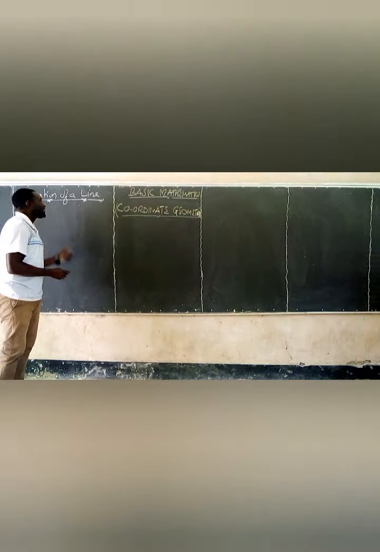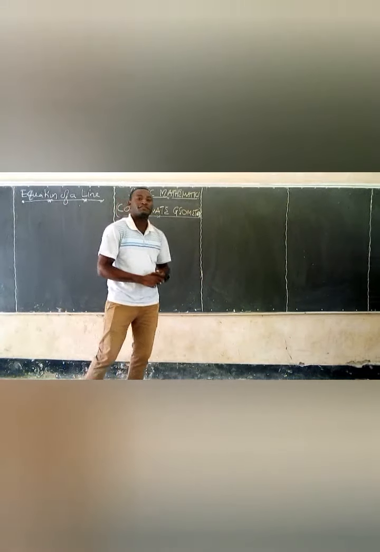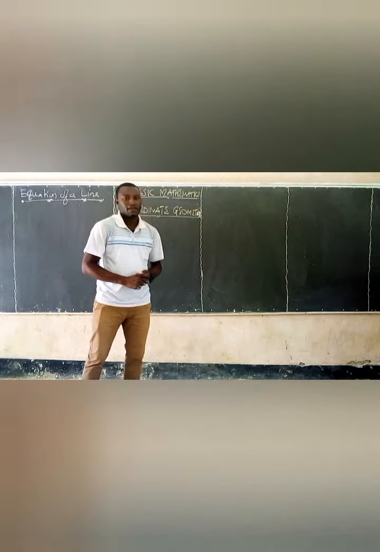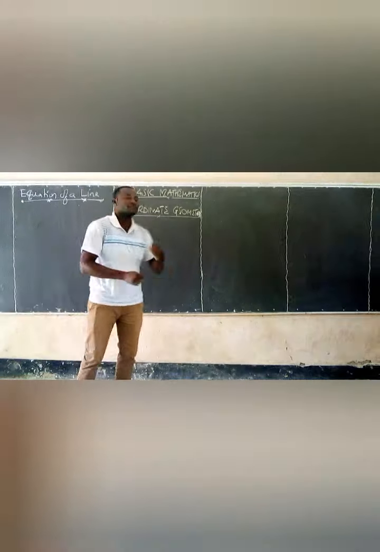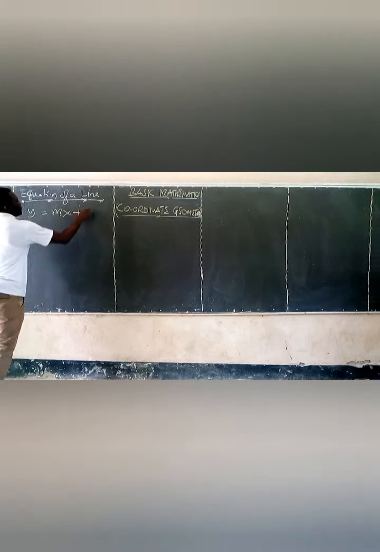generally, for the equation of the line, we have two equations of the line. We have the normal equation of the line and we have the standard equation of the line. We're going to see both of them. Let us see the equation of the line, and how we can derive it. Generally, the equation of the line looks like this: y is equal to mx plus c. This is the first equation of the line.